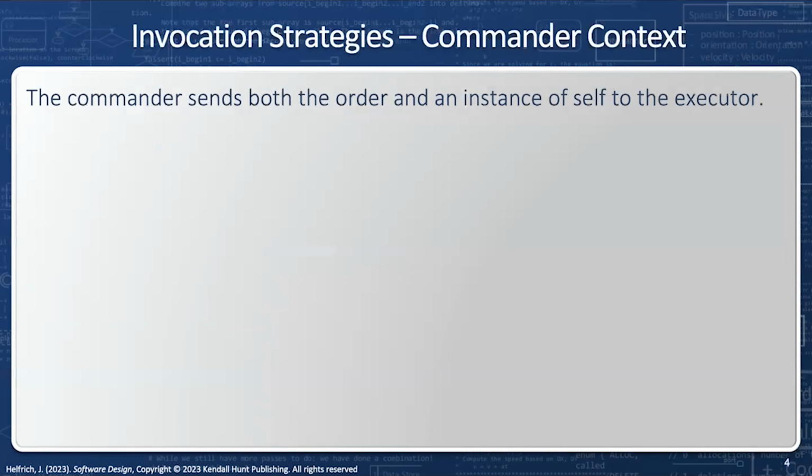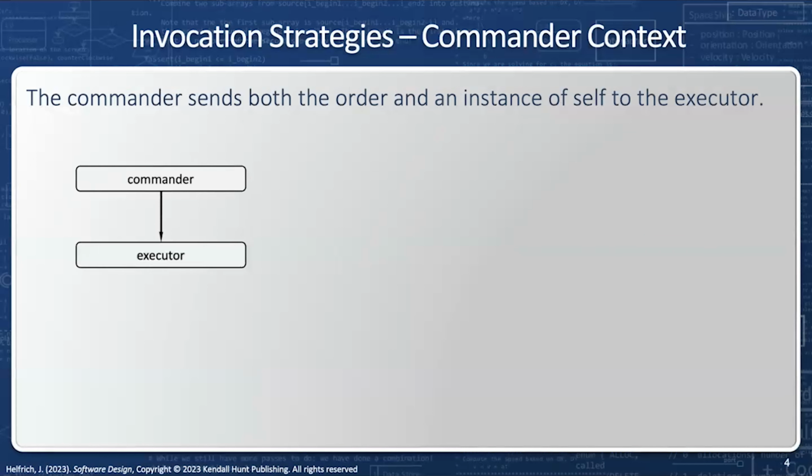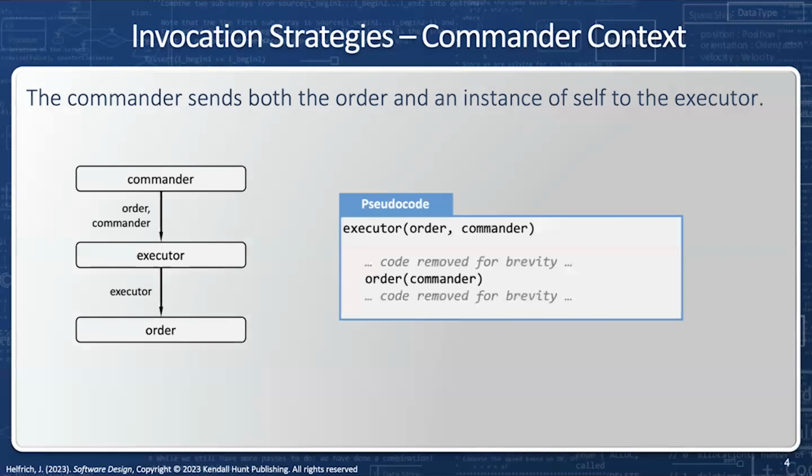Now, first of all is the commander context. Here we have the commander, and it's a function or method in some class or standalone function, and it's going to send an order to the executor. But it's not only going to send the order, it's also going to send an instance of itself, and that's going to be used by the order itself. Now, the executor at some appointed time is then going to execute the order. And what's it going to send as a parameter? The executor instance itself.